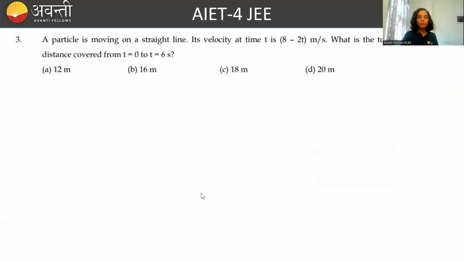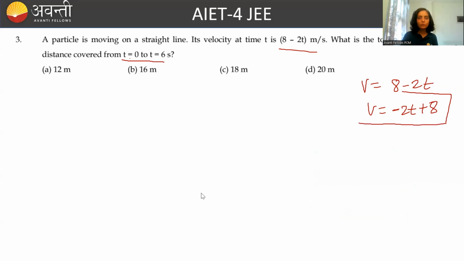Chalo, now let's move on to the next question. Next question: there is a particle moving on a straight line. Its velocity is given. What is the total distance covered from 0 to 6 seconds? So velocity is given as 8 minus 2t. So v equals minus 2t plus 8.